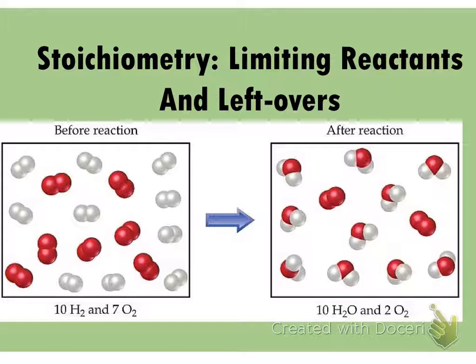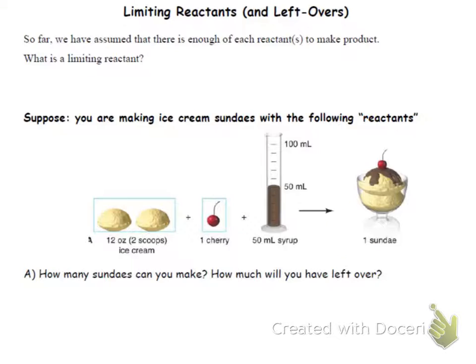This video is about using stoichiometry to calculate limiting reactants and leftovers. So far we've assumed that there's enough of each reactant to make the product that we want. The limiting reactant is the one that runs out first, and it determines how much stuff you can make because it's gone. So the example we're going to look at is an ice cream example.